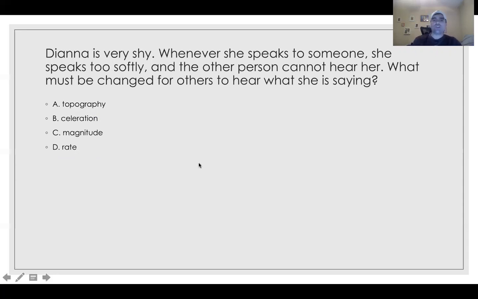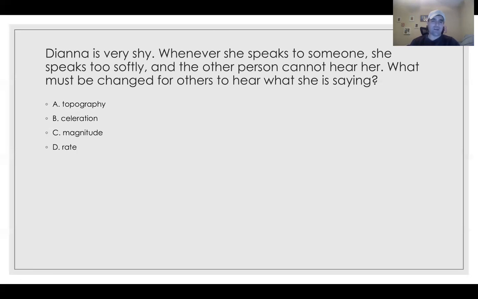Okay, Diana is very shy. Whenever she speaks to someone, she speaks too softly, and the other person cannot hear her. What must be changed for others to hear what she is saying? Okay, so what are we looking at? We're looking at her voice volume, right? It's too soft. Other people can't hear her. We want to change that voice volume.